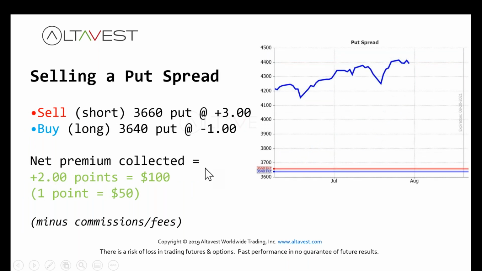Looking at a put spread, same type of thing. In this case, you're selling the red line, which is the 36.60 put. You collect 3 points when you sell it. And then to cover yourself for unlimited risk, you then buy that 36.40 put. You pay a point for that. And the net result here, of course, is $100 that you collect.